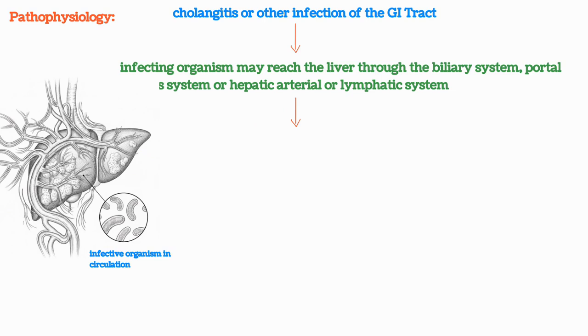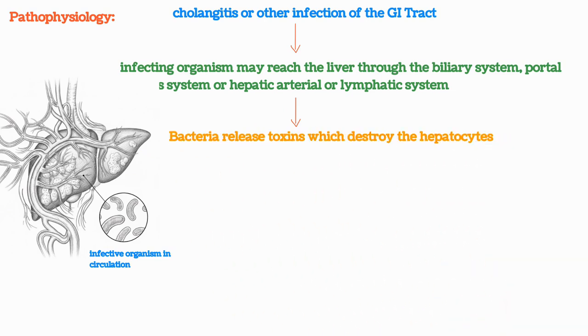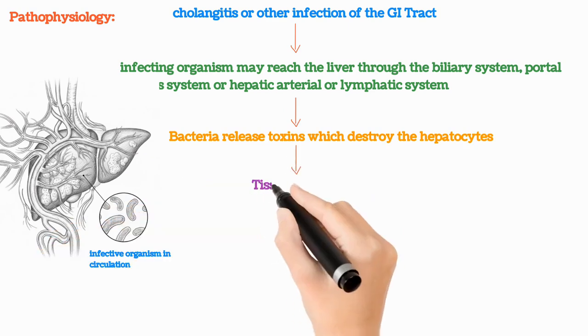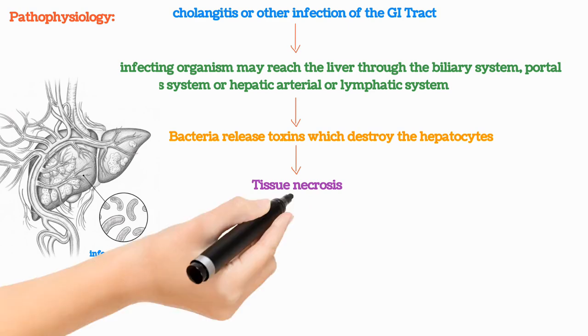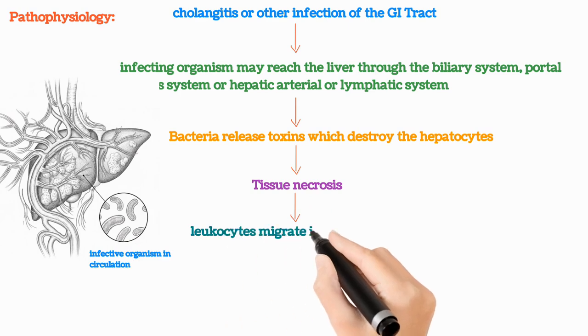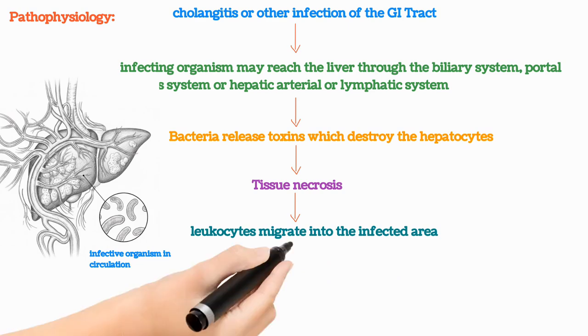Bacteria produce enzymes or toxins that cause hepatocyte death and trigger inflammation. The dead liver tissue forms a necrotic core, which the immune system tries to wall off. So, white blood cells, mainly neutrophils, infiltrate to fight bacteria, releasing enzymes that liquefy necrotic tissue.